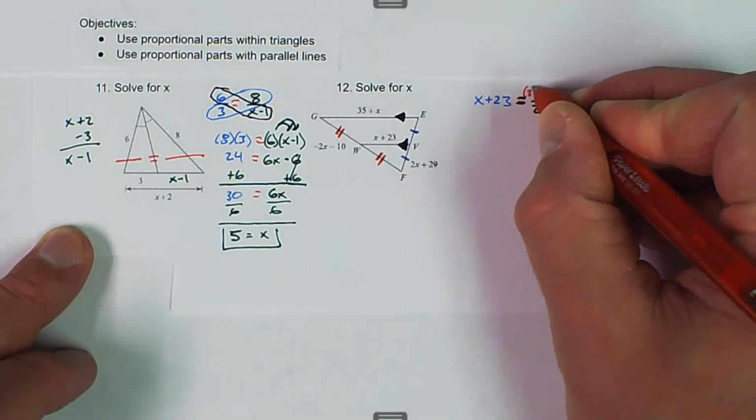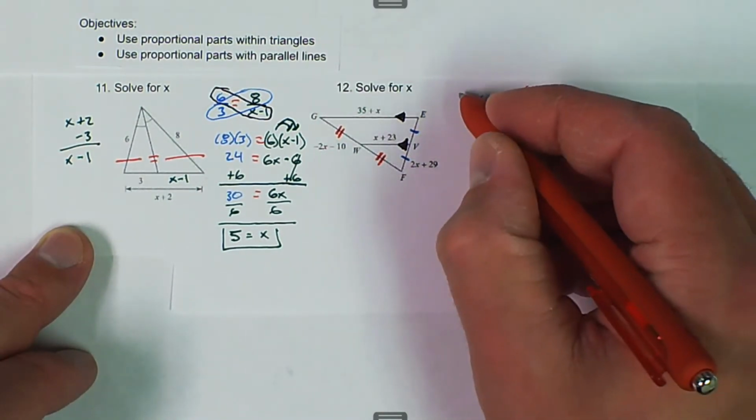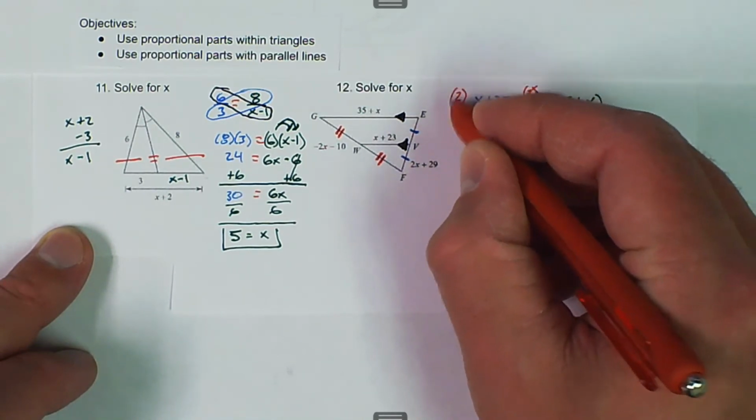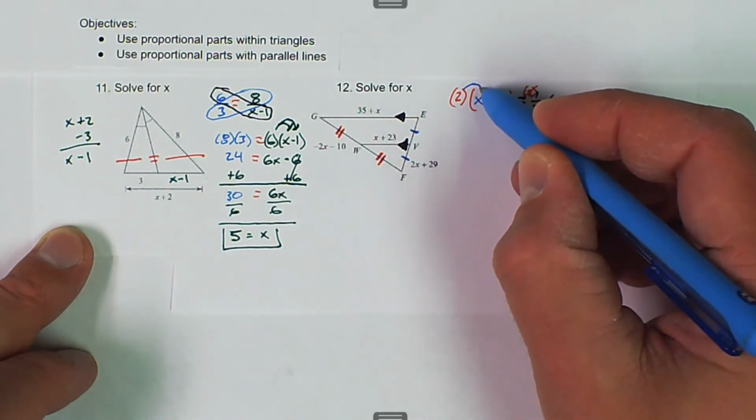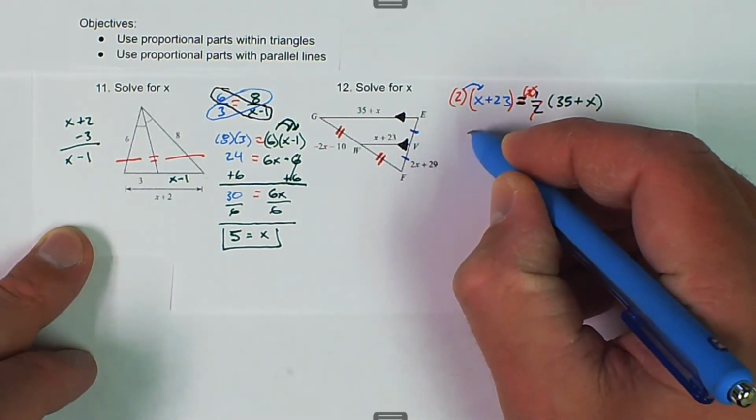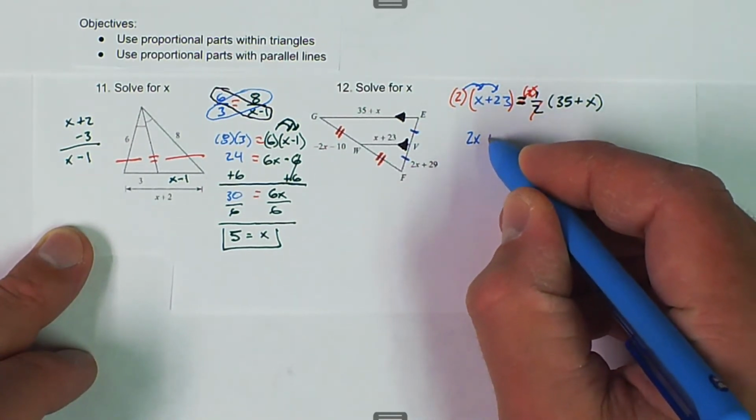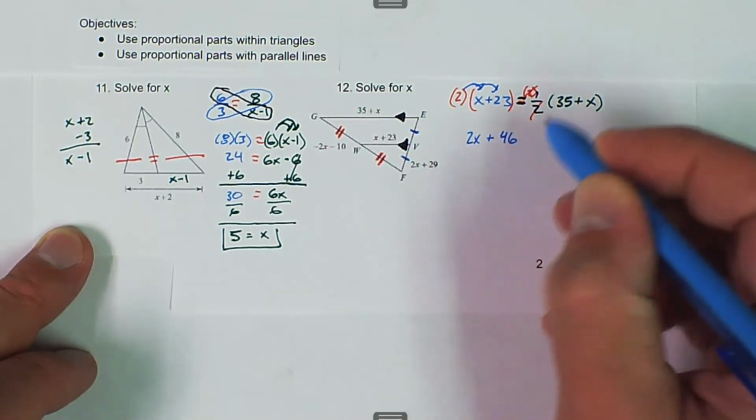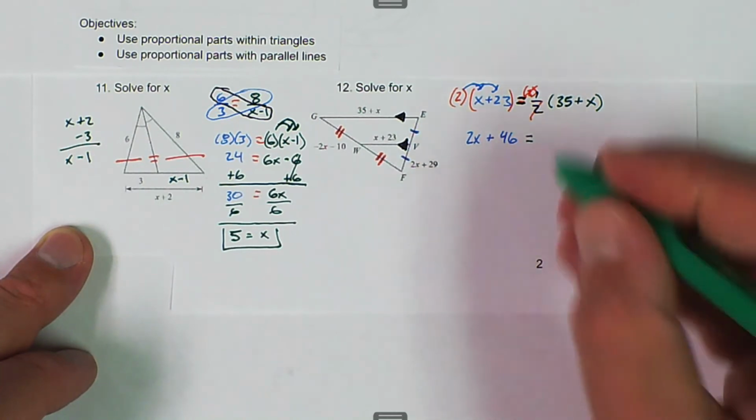So I'm going to multiply this side by 2 because this 2 is going to cancel this 2. And I'm going to multiply the left side by 2. And I have to make sure I distribute it to all those parts. So 2 times x is 2x, and 2 times 23 is 46, and that is going to be equal to 35 plus x.